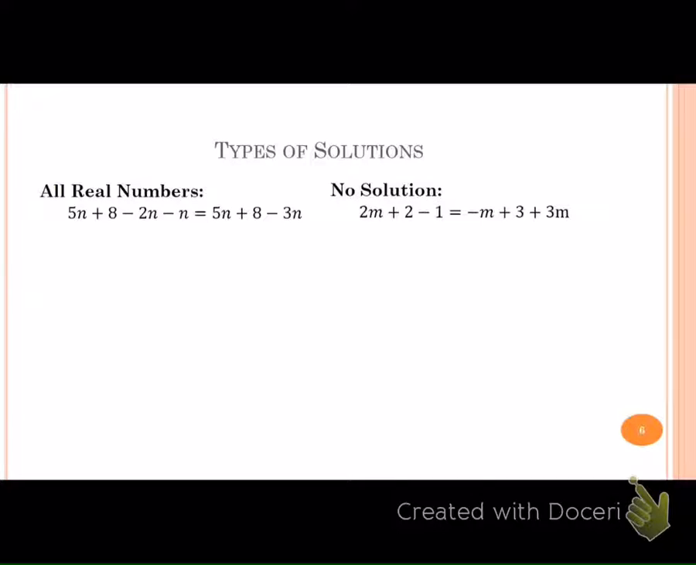The all real numbers case. So when I go to combine my like terms, 5n minus 2n is 3n, minus n is 2n, so I have 2n plus 8. And then I have 5n minus 3n, which is 2n, plus 8. Then I try to get the variables to one side, so I do 2n minus 2n, which is 0, and my variables cancel out, so I get 8 equals 8.